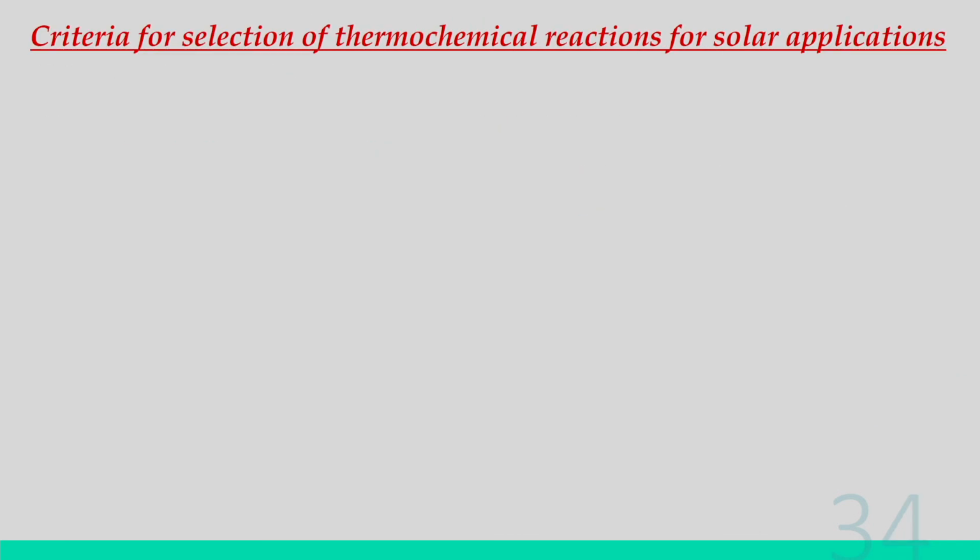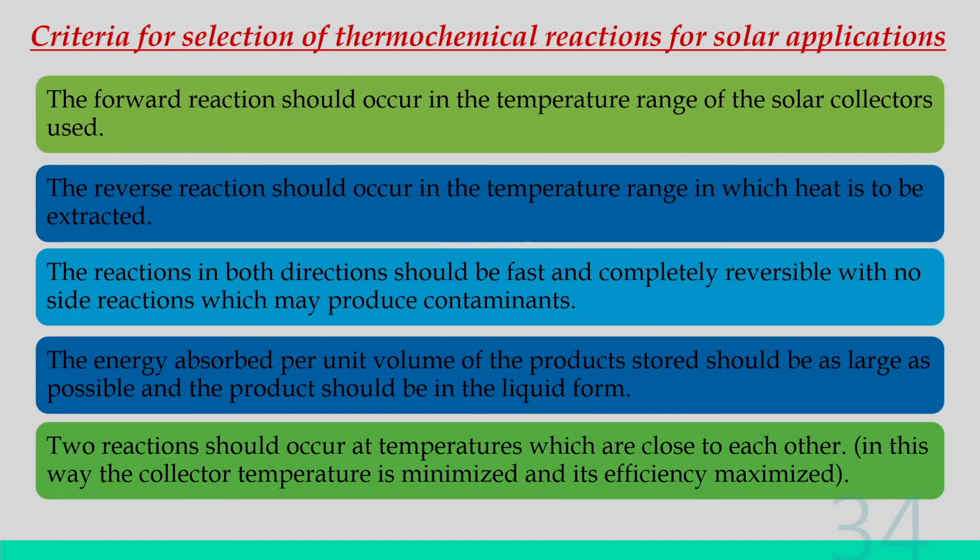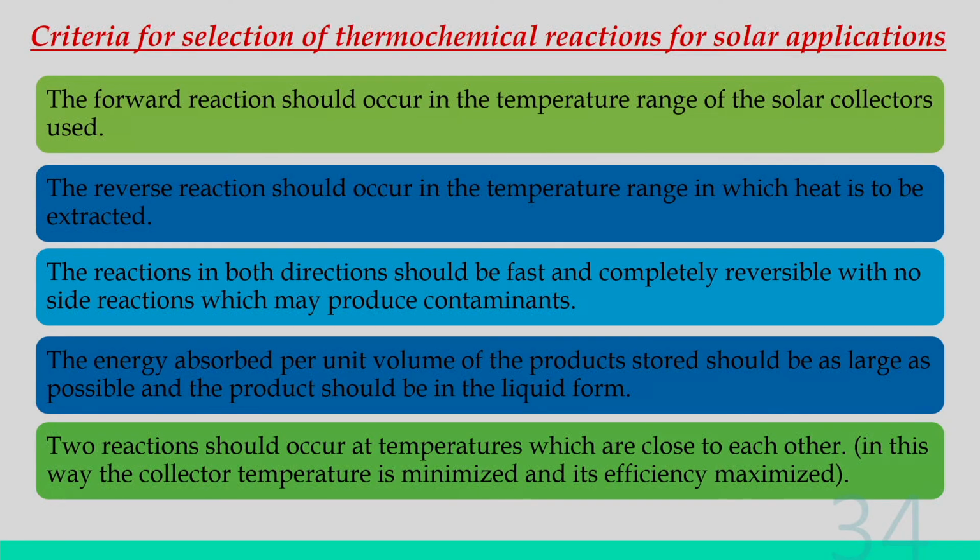And there are some criteria for selection of thermochemical reactions for solar applications. The forward reaction should occur in the temperature range of the solar collectors used. So, if we use a solar concentrator, then things will be different. If we use a solar flat plate collector or a solar air heater, then things will be different. Okay. The reverse reaction should occur in the temperature range in which heat is to be extracted.